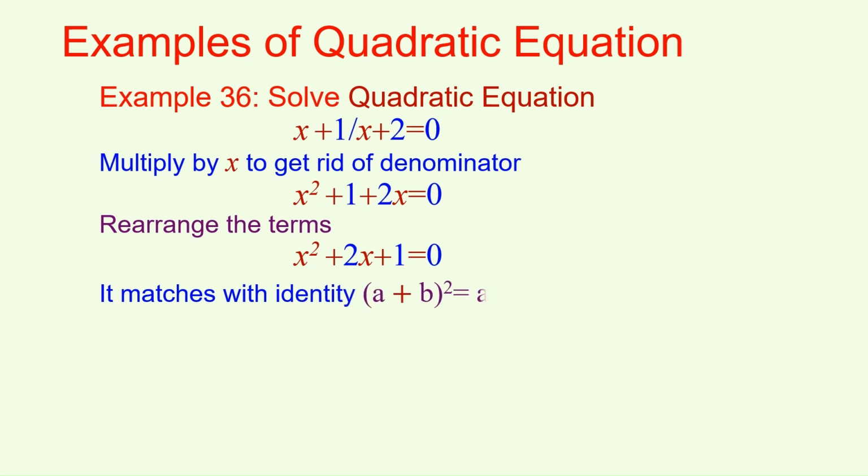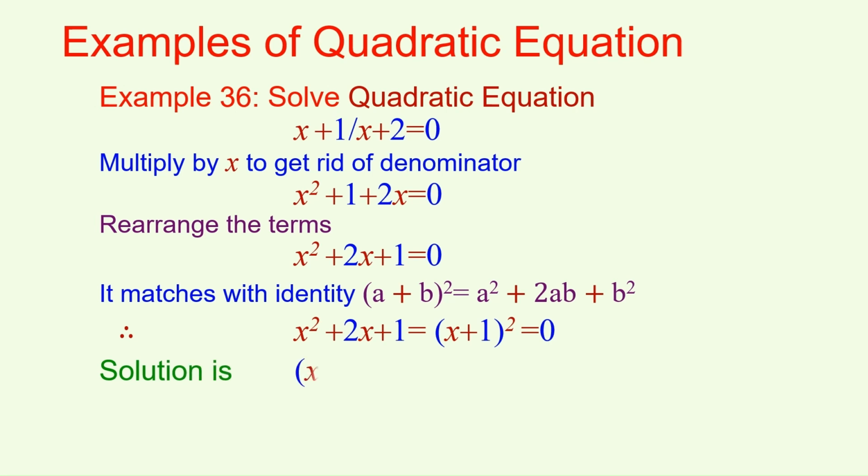It matches with identity (a plus b) whole squared equals a squared plus 2ab plus b squared. Therefore x squared plus 2x plus 1 equals (x plus 1) whole squared equals 0. Solution is x plus 1 equals 0. Therefore x equals minus 1.